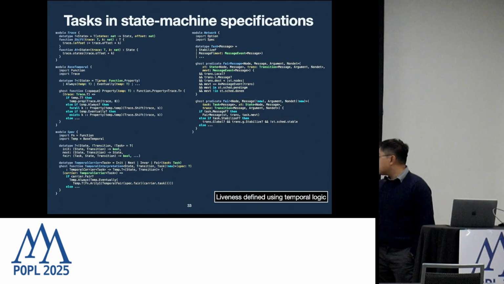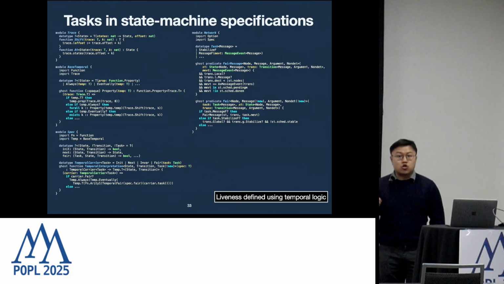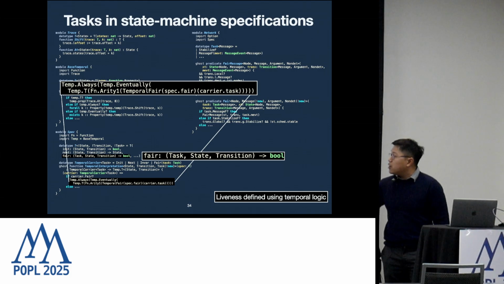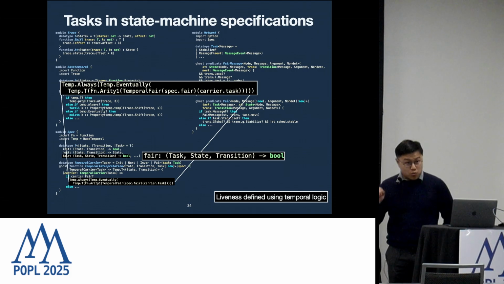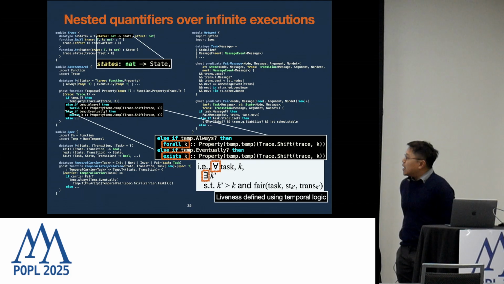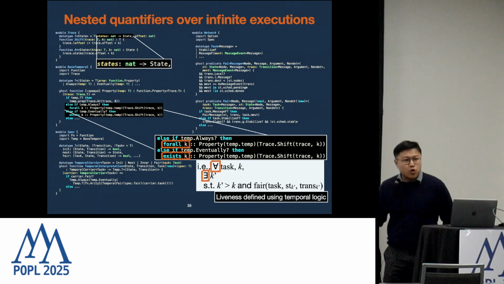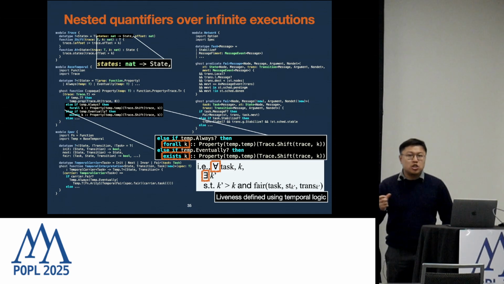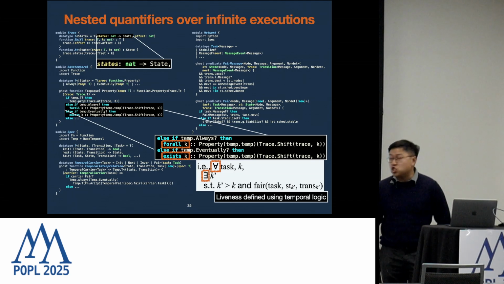We use this fairness predicate to define liveness in terms of temporal logic. In particular, we give this a temporal interpretation on executions in the way that we'd exactly expect intuitively. The problem we run into is that if we unfold this definition all the way, we realize that we have a definition that involves nested quantifiers over some execution, where an execution is an infinite sequence of states and transitions.